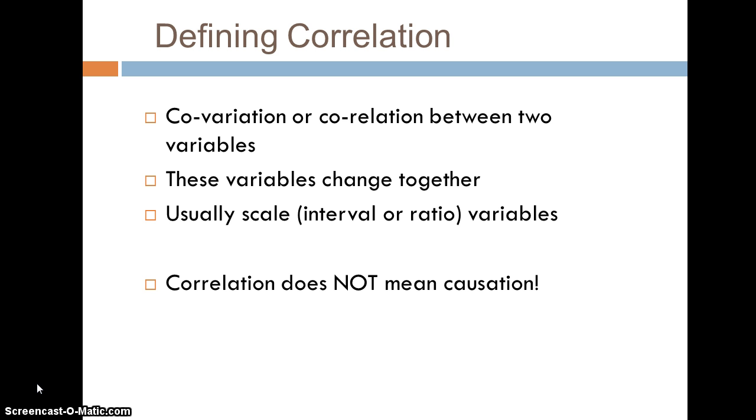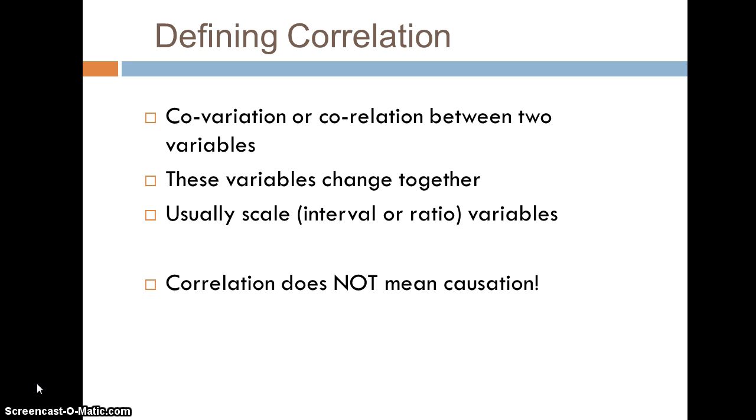I know that sometimes people use correlation in casual conversation without quite understanding what it means in terms of statistics. What we're talking about with a correlation in terms of statistics is that two variables relate together. They relate in some sort of way. As one variable changes, so does the other, either in the same direction or in opposite directions. The two variables are usually some kind of scale variable, an interval or a ratio variable.